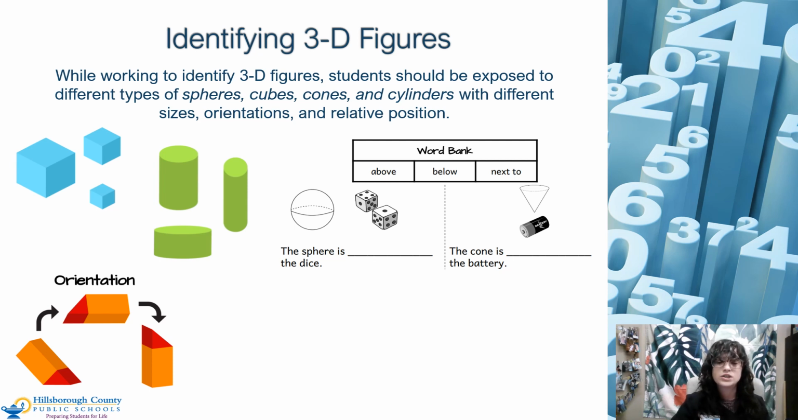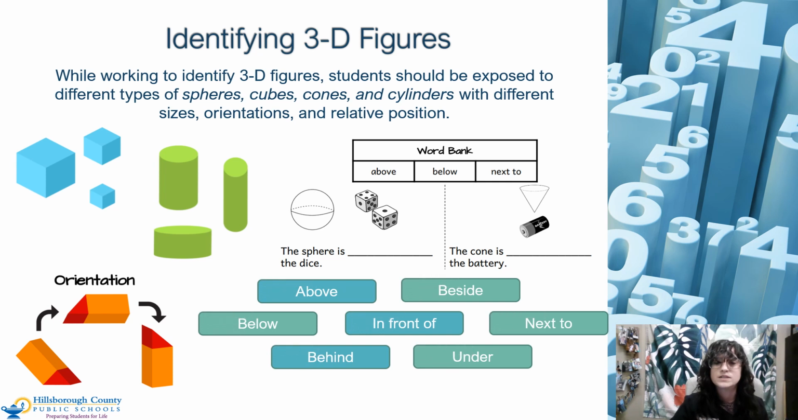When I think about orientation, we're really thinking about the placement of the shape and the direction that it's facing. So if I turn a shape on its side or I turn it all the way around, it's still the same shape, and has the same defining attributes. When we're considering what relative position means, this is where students should be able to describe where the shape is in comparison to something else. So they could use words like the shape is above, beside, below, in front of, next to, behind, and under.